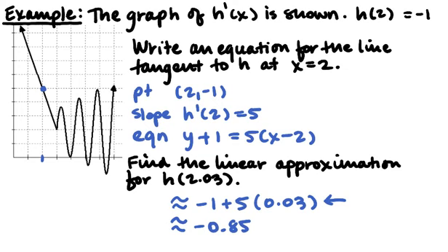We know that. Okay, now if they asked me if this was an overestimate or an underestimate, well, I'm going to say that since h prime is decreasing, h is concave down. So over here, it's only going to be a slight overestimate because it's so close to the point of tangency, but it is going to be an overestimate.